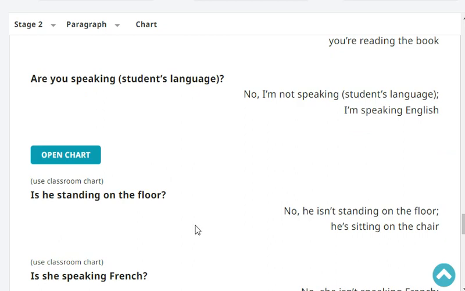Is he standing on the floor? No, he isn't standing on the floor. He's sitting on the chair. Very good.